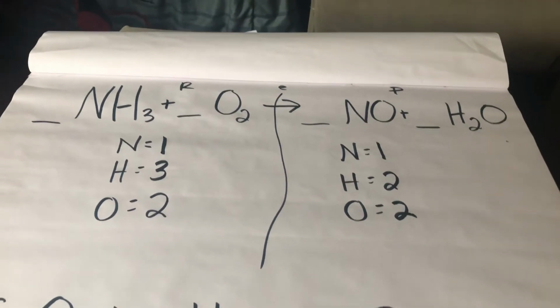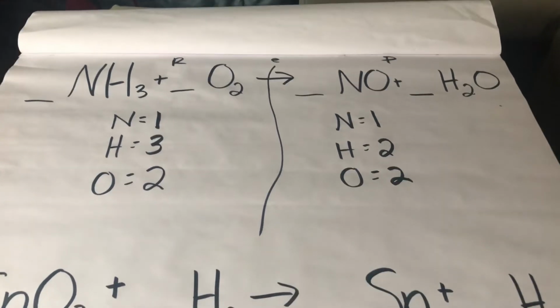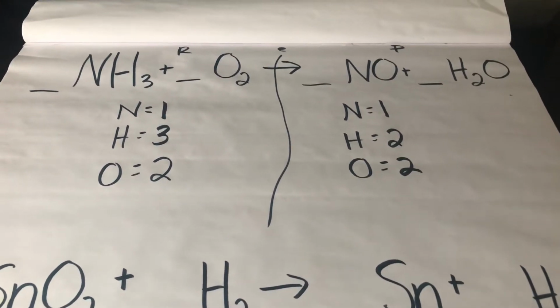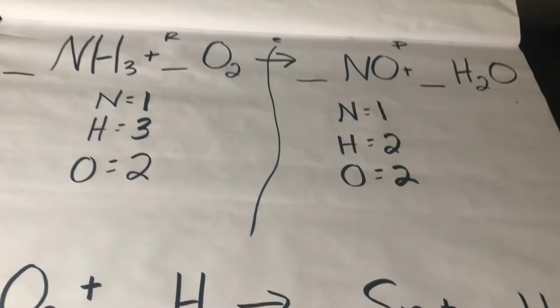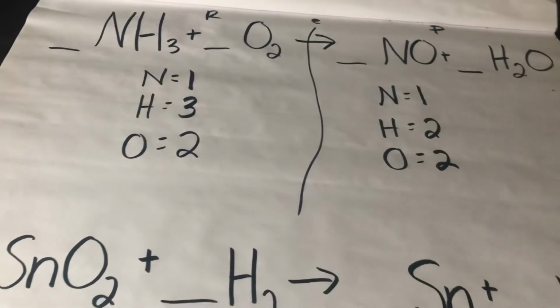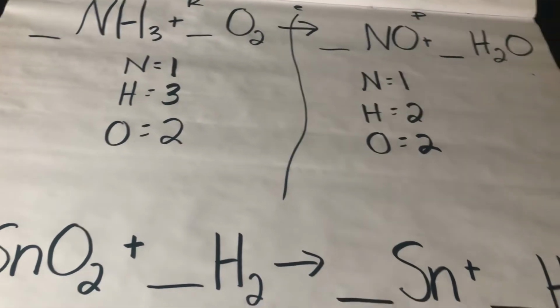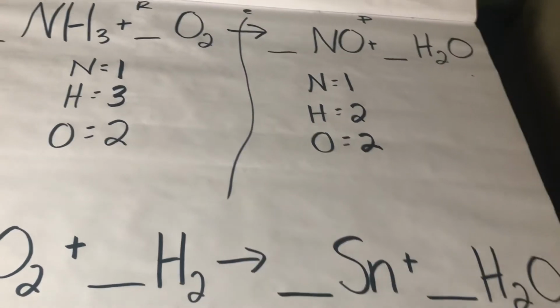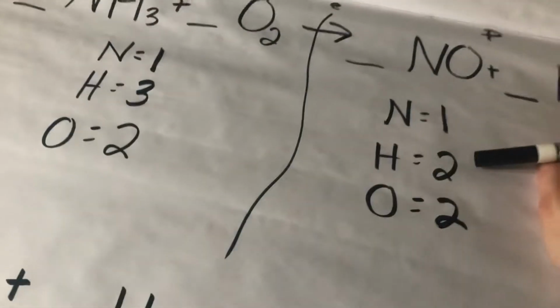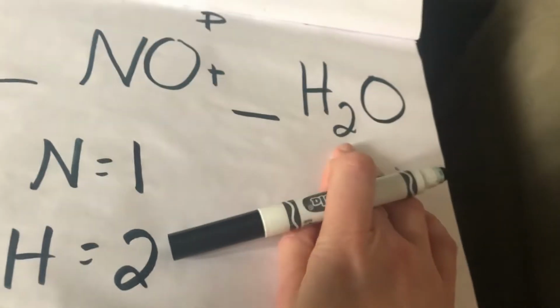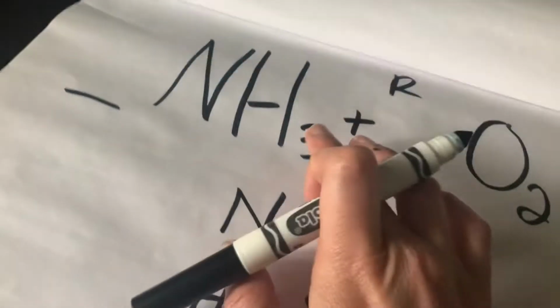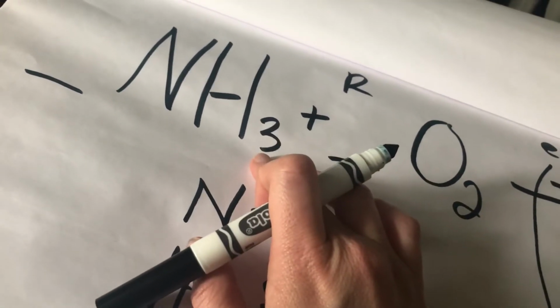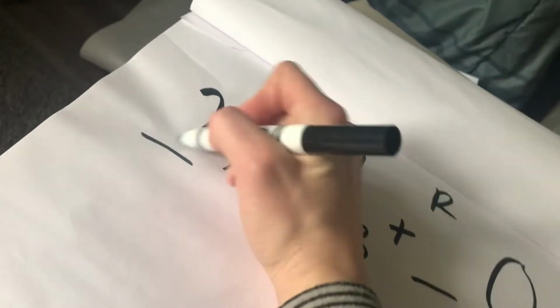I always like to leave oxygens and hydrogens till the end, but that's not an option here because our nitrogens are already balanced. So if we start with hydrogens, I know that I have 2 hydrogens here, and so I will never be able to get an odd amount of hydrogens on this side. So I know I'm going to have to multiply this one by 2 to make it even. So I'm going to start with a 2 right there.